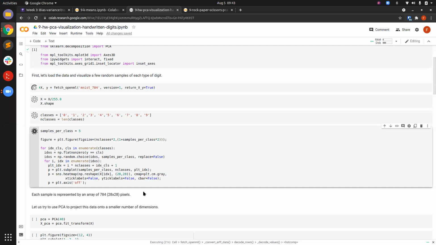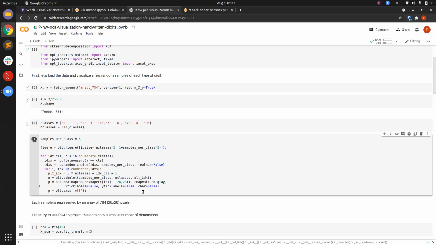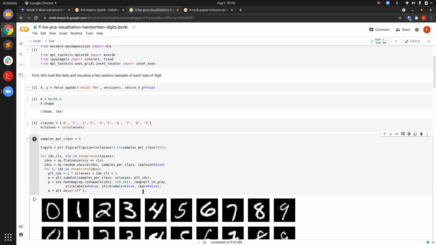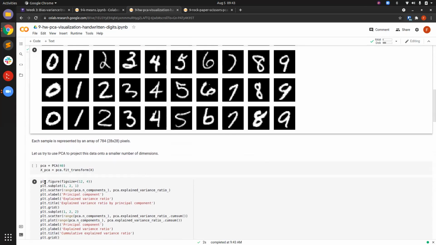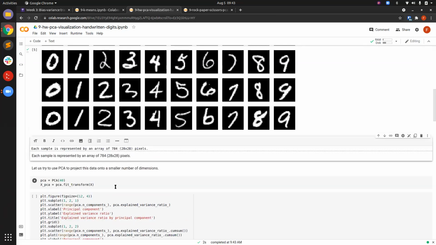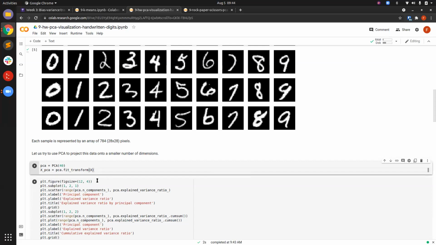It takes a minute to load. Okay, so here's our original handwritten digits data. And we know that each image is represented by 784 pixels. So we're going to try and use PCA to project this data onto a smaller number of dimensions. I picked 40 out of a hat.